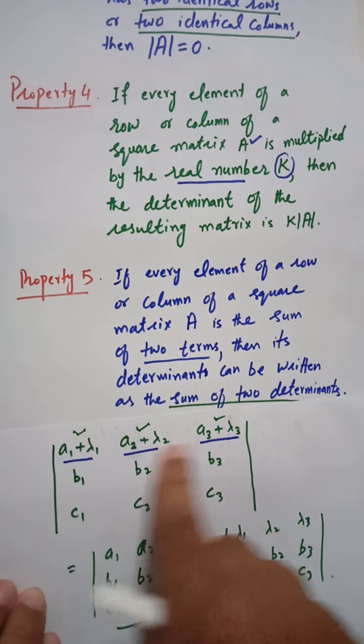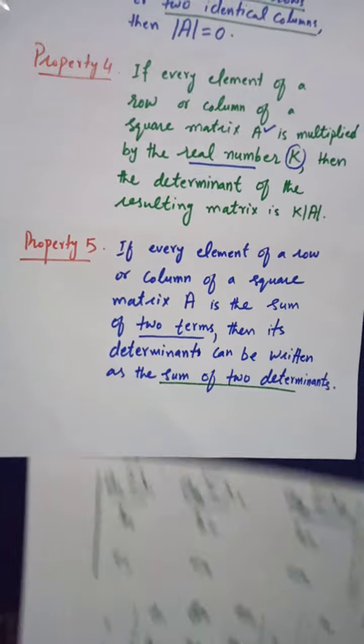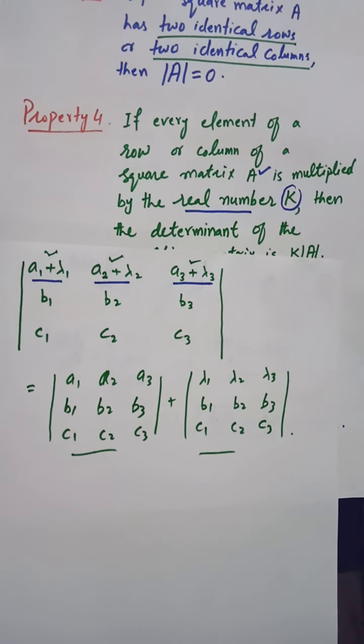If any row or any column has every element written in the form of the sum of 3 terms, then that determinant can be converted into 3 determinants. So this is the meaning of property number 5.